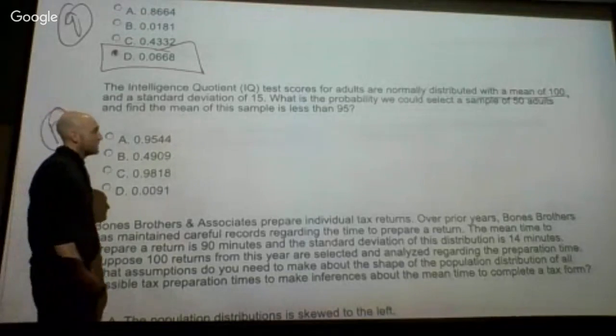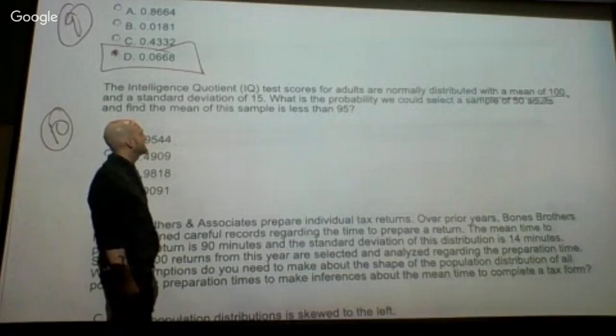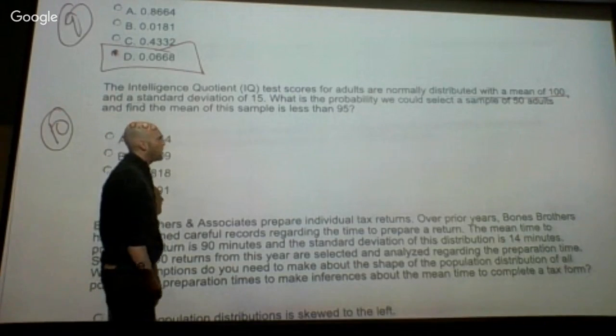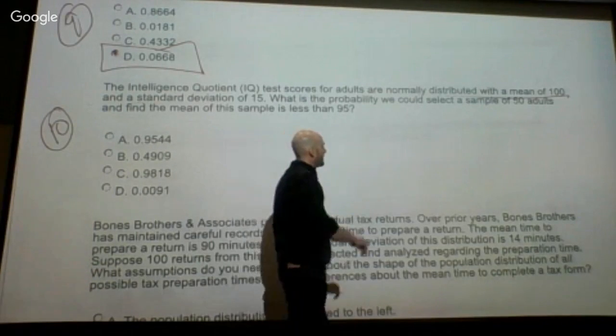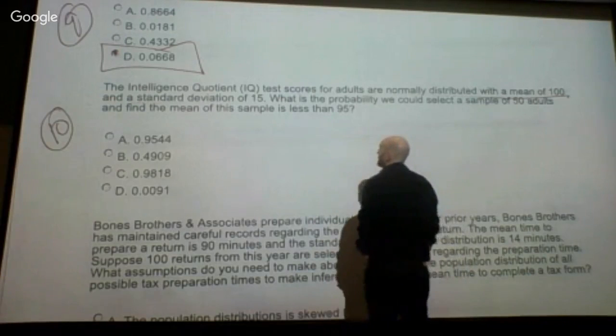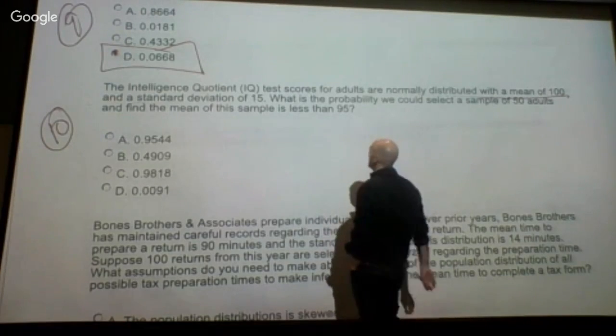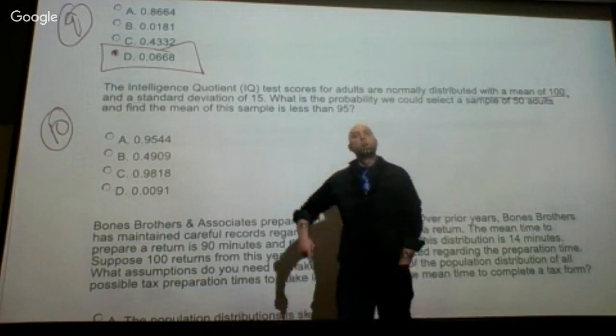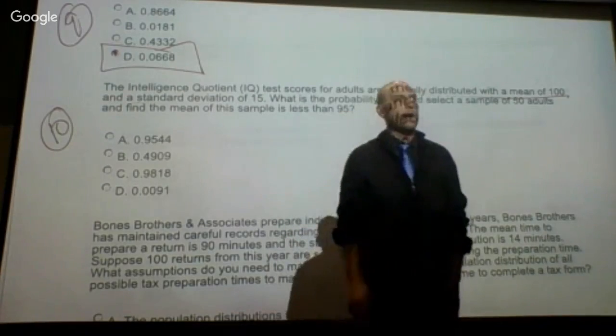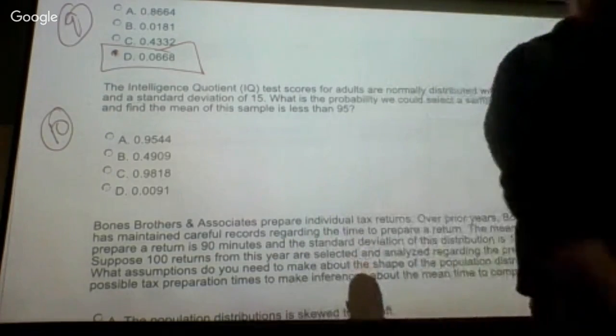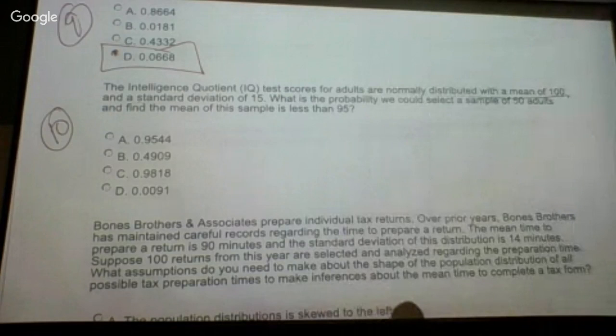Anyway, they tell you that's the case. They say it's normally distributed around a mean of 100 with a standard deviation of 15. We want to ask the question, what's the probability we could select a sample of 50 adults and find the sample mean to be less than 95? 4 pieces of information that we can knock out right away. What are the 4 given pieces of information? We could also say normally distributed.